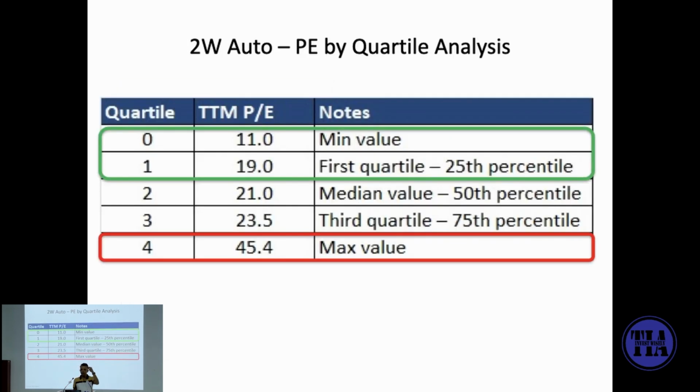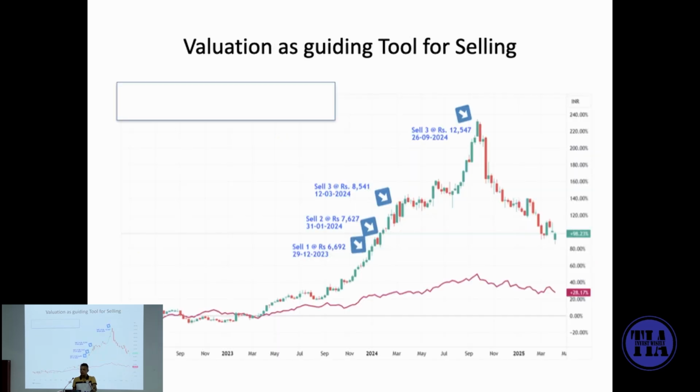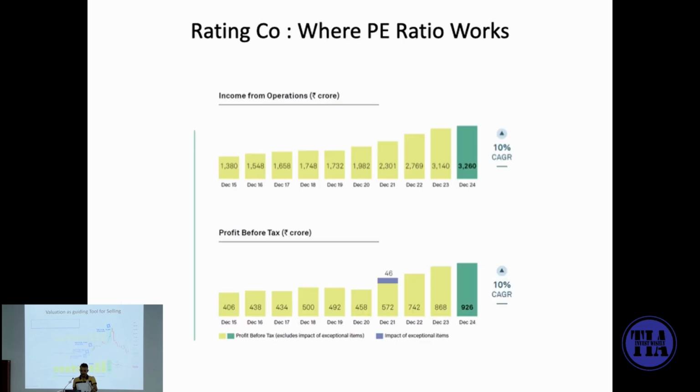So instead of using only averages, you can use the method of quartile analysis. You understand this analysis? Simply sort the PE, divide it by quartiles. Then in quartile 0, 1, you buy; in 3, 4, you start trimming it out. Normal distribution. It's not very complicated, very simple. My colleague does it very sincerely for all the stocks for us.